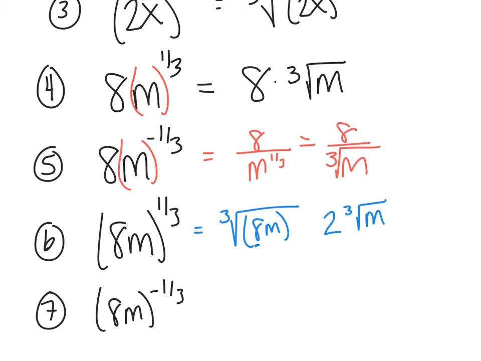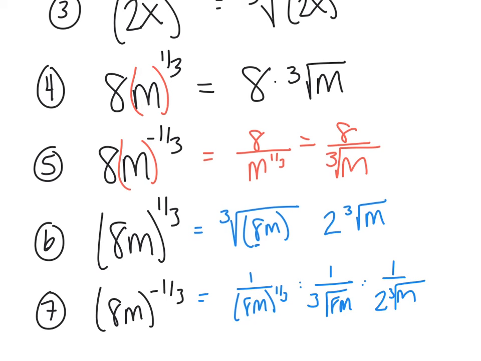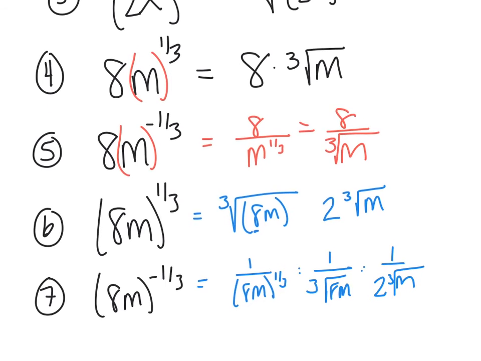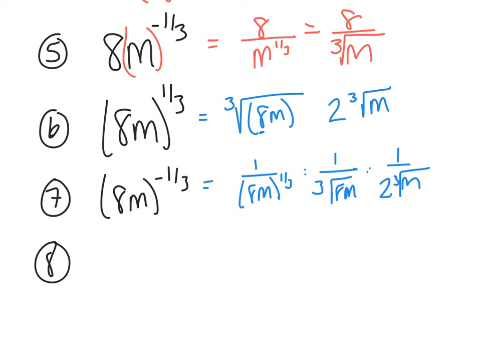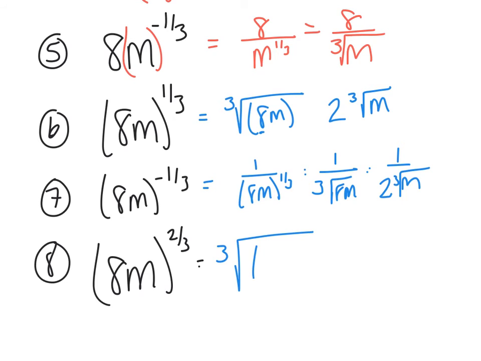Number 7, the quantity 8m to the negative 1/3. So notice this is all in parentheses, so I'm going to say that's 1 over the quantity 8m to the 1/3, which is 1 over the cubed root of 8m, which is 1 over 2 cubed root of m. All right, and I got one last one for you. Let's say I said the quantity 8m to the 2/3. Okay, so how does that change this problem? So I'm going to say that's the cubed root of 8m, but now notice, what is my exponent going to be? Now it's of 8m squared.